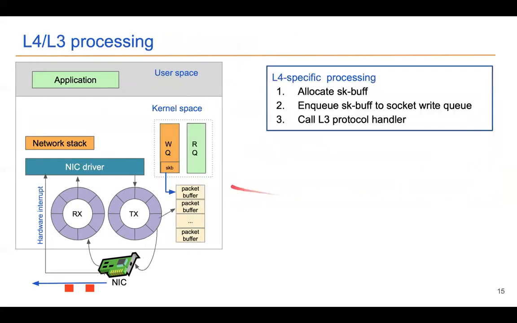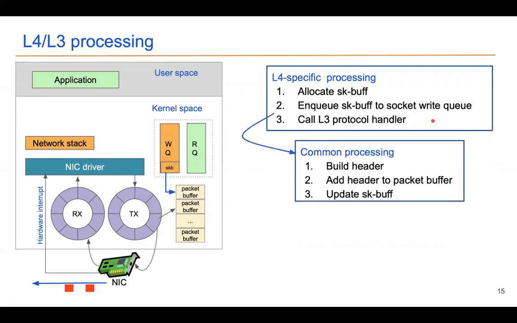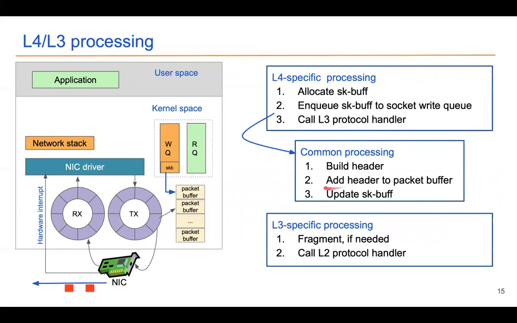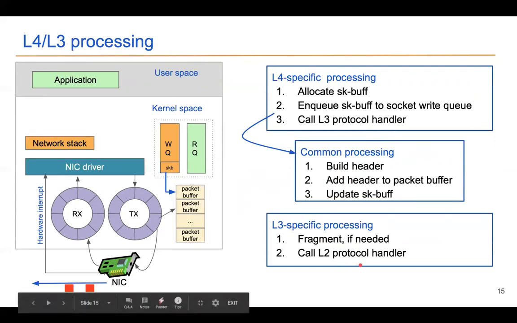TCP dynamically allocates skbuf structure for the packet and enqueues it to the socket write queue. TCP performs common functions like building the packet header, adding it to the packet buffer, and updating the skbuf structure. TCP then calls the L3 protocol handler, which is IP. Apart from the common functions, IP fragments the packet if necessary and invokes the L2 protocol handler.